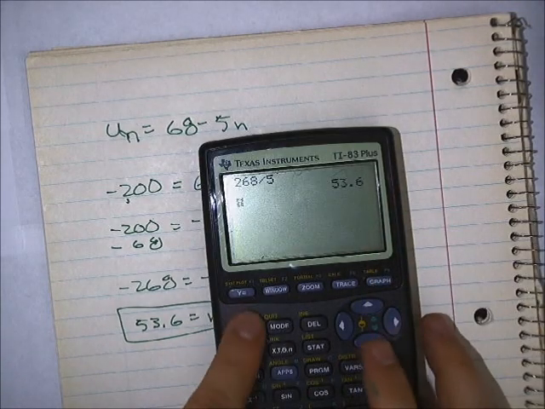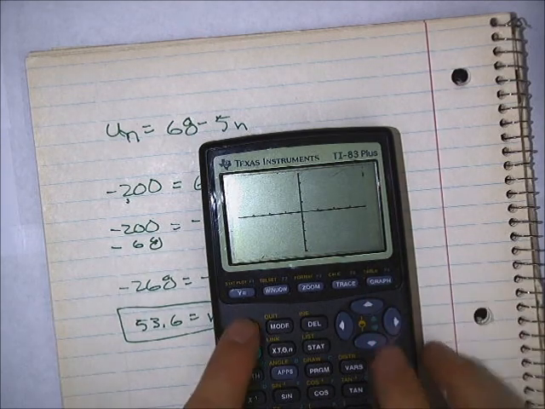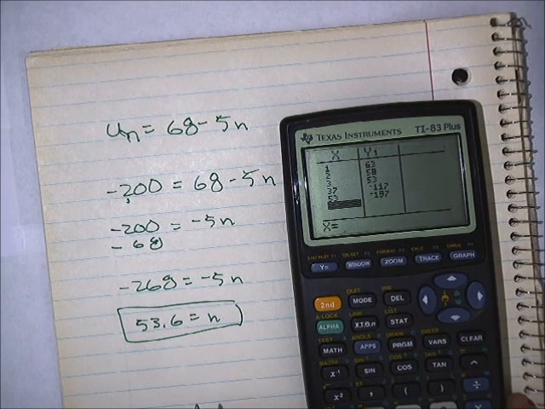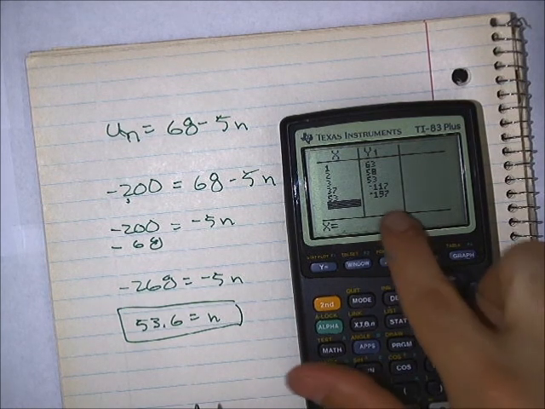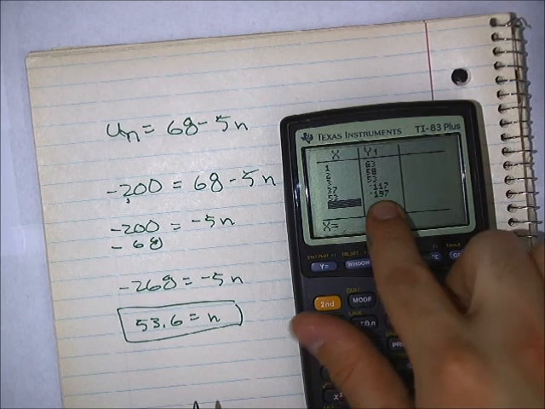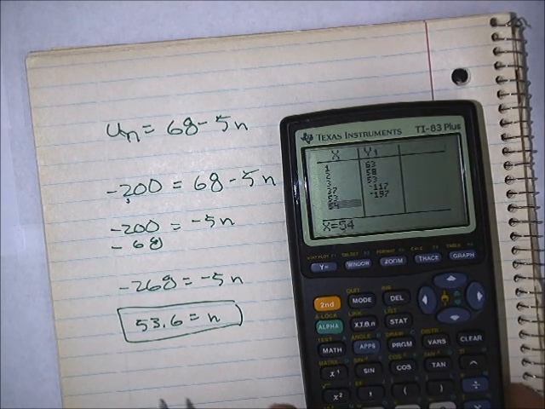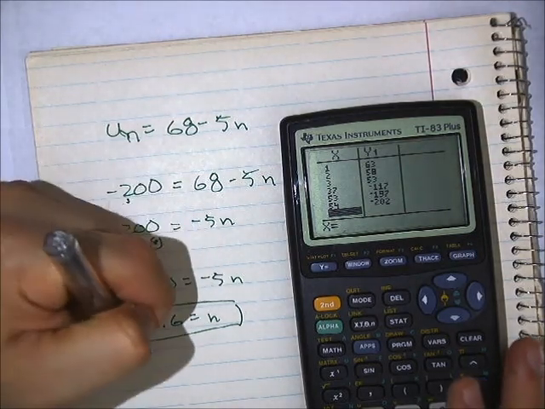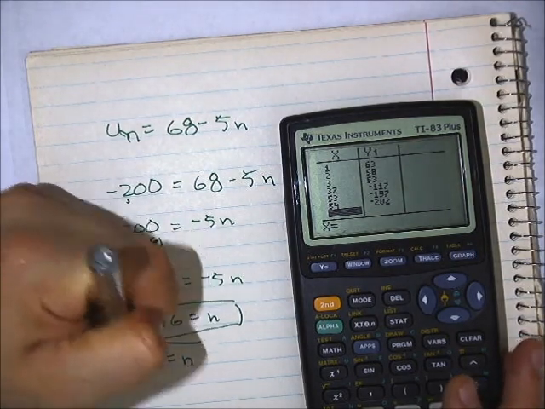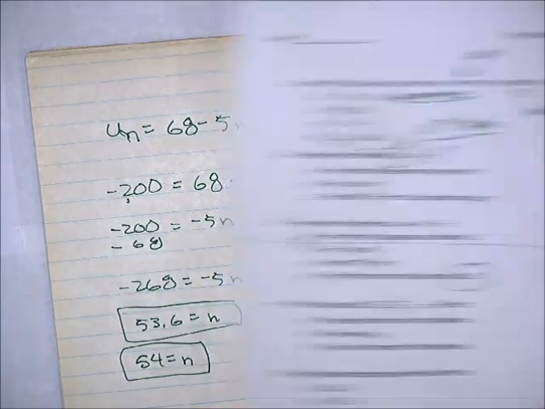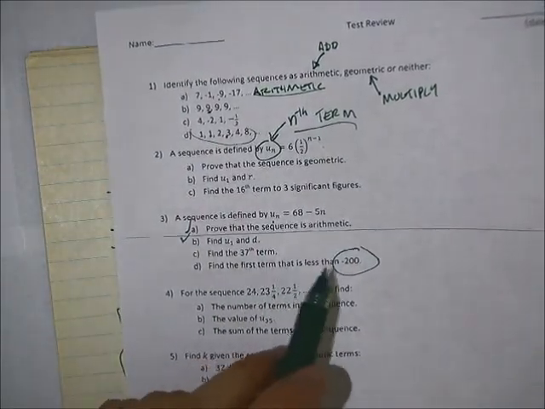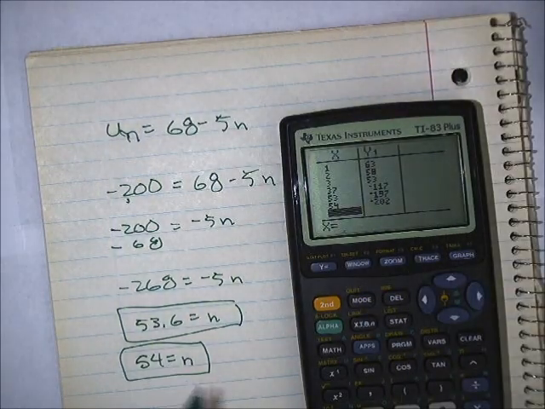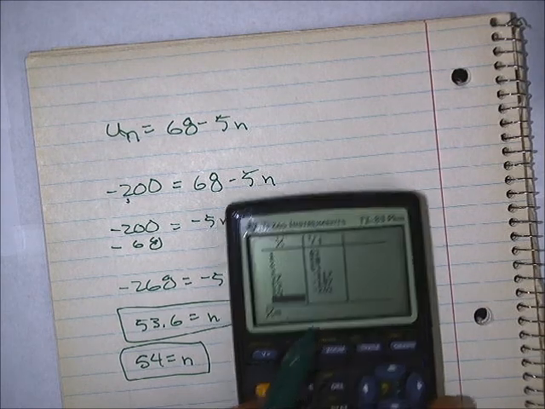Yeah, let's check. Let's use our calculator to check, right? If we're unsure as to where it's going to be, let's use our handy-dandy calculator. So, if I'm at 53, I'm not below negative 200 yet. But if I go to 54, now I'm at negative 202. So we are going to round up here. We're going to say 54 equals n. So the first term that is less than negative 200 is the 54th term, because that gives us negative 202.